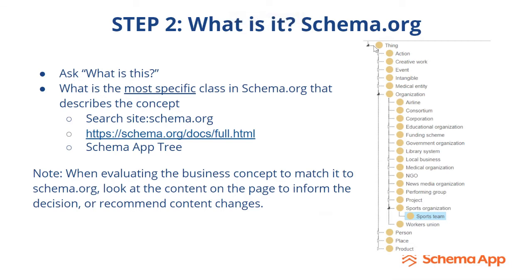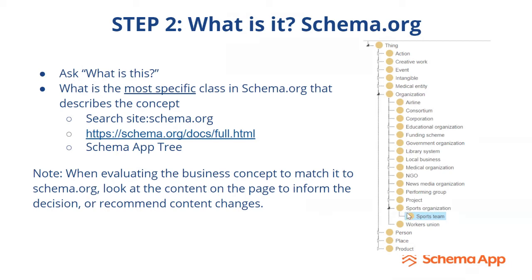Taking Guelph Storm again, they're not an Action, CreativeWork, or Intangible. They're an Organization, but more than that, they're not a Consortium. They're not a Library. They're kind of a LocalBusiness, SportsOrganization.